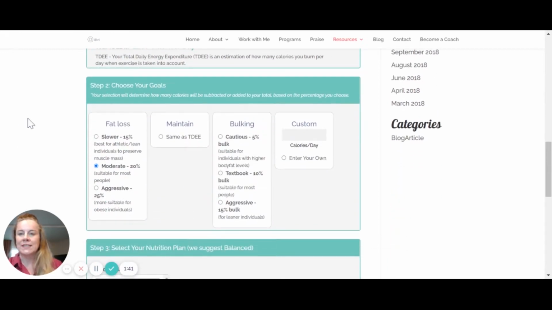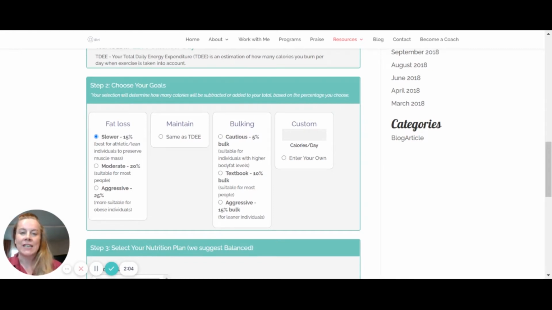Now, choose your goals in step 2. This is going to determine how many calories will be added or subtracted to your daily total. So, what is your goal? Is it fat loss? If so, choose the rate you would prefer. Do you want to go with a slower loss? This is better for leaner people who want to preserve as much muscle mass as possible.